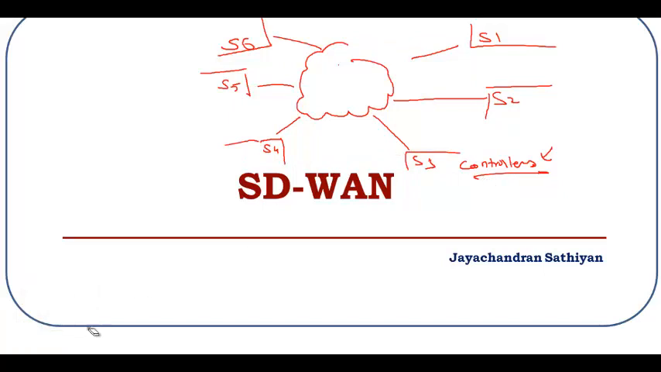So the controllers are mostly VMs. They're not physical devices. These edge devices on the sites are mostly physical devices. We also have a virtual device. Example, CSR 1000. CSR 1000 is a VM, which can be an edge device. See, this is the big picture of SD-WAN.